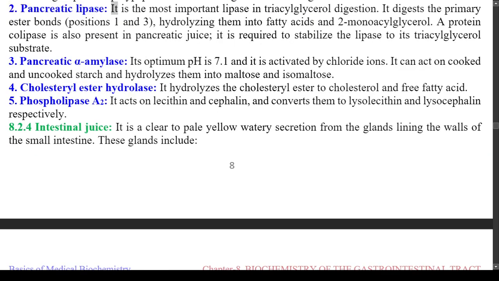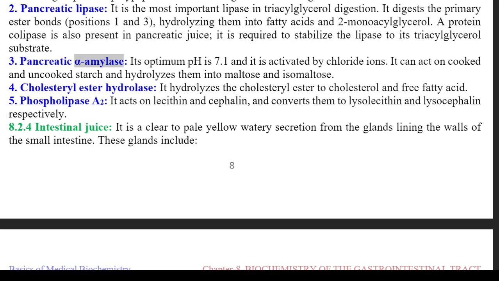2. Pancreatic lipase is the most important lipase in triacylglycerol digestion. It digests the primary ester bonds, positions 1 and 3, hydrolysing them into fatty acids and 2-monoacylglycerol. A protein, colipase, is also present in pancreatic juice. It is required to stabilize the lipase to its triacylglycerol substrate.